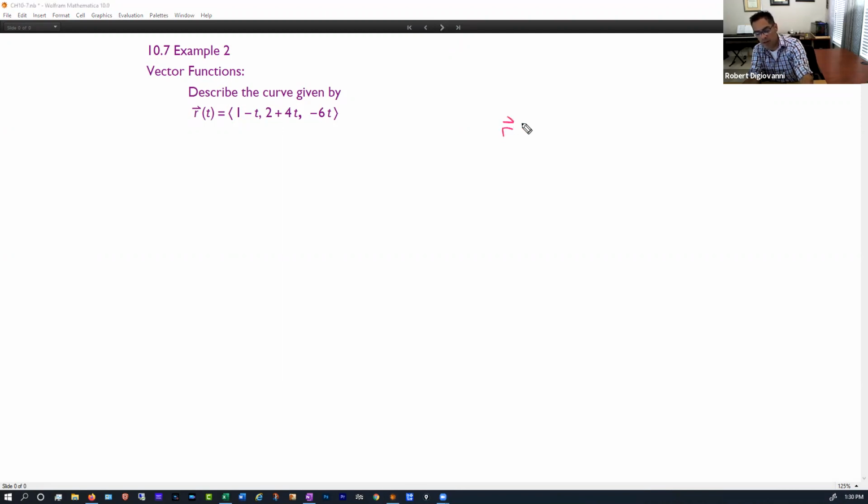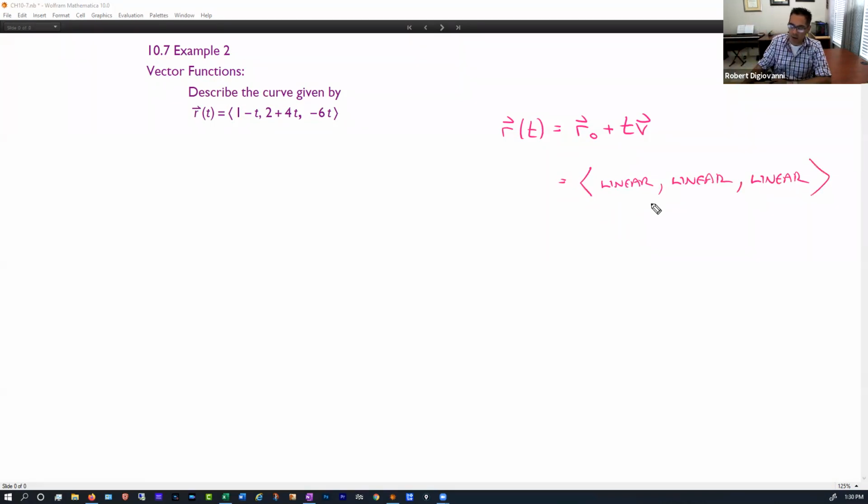When we were doing lines earlier, we had the vector equation of a line. That was it right there, right? We said this was an initial point, and then this was our direction vector. Every single time we deal with a line, we always wind up getting something in here that's linear, something in here that's linear. In other words, linear in t, the variable t. Anytime you have linear in each of the components, it's going to draw a line.